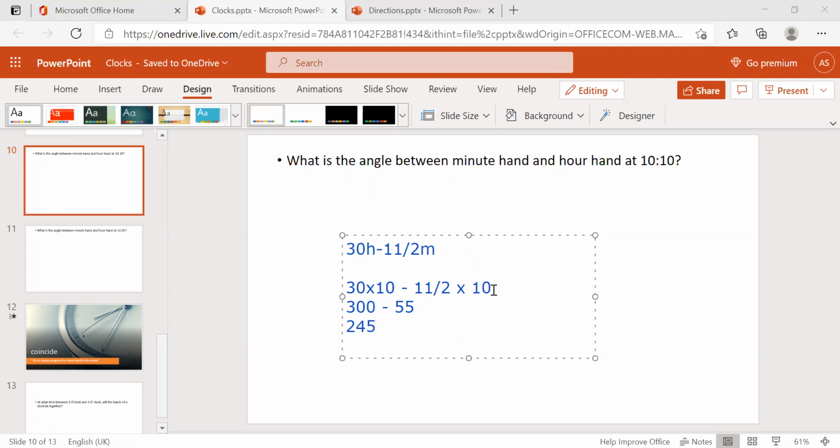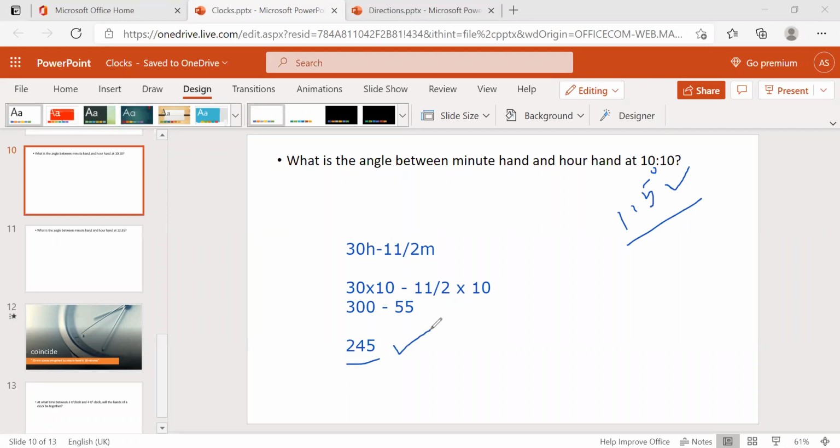55 minus 300, 245, right? 245 only, right? By using the formula, we got 245. But the traditional method, which I said, gives 115. Is it right? 115. So which one is correct? This one or this one? Which one is correct? The traditional method is correct or the formula is correct? Which one is correct here in these two?